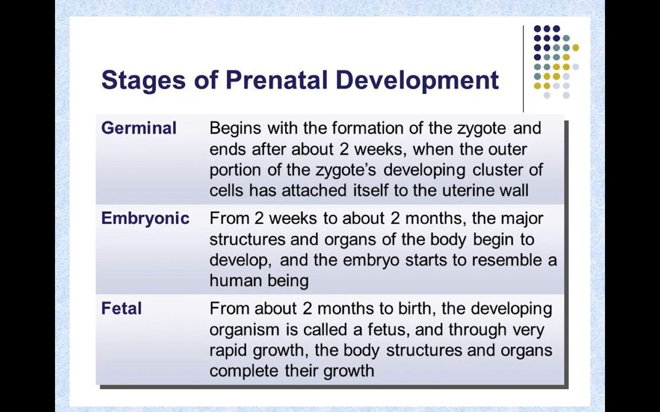That's when the major structures and organs of the body begin to develop, and the embryo starts to resemble a human being. Kind of looks like a tadpole before then, even has a tail and everything, and gills. And then fetal development is from 2 months until birth, and that's when the developing organism is called a fetus. And then that's when the mother will actually really begin to look pregnant, because it's getting larger and the uterus is expanding. And then all the bodily structures and organs will complete their growth by 37 weeks or so of age.